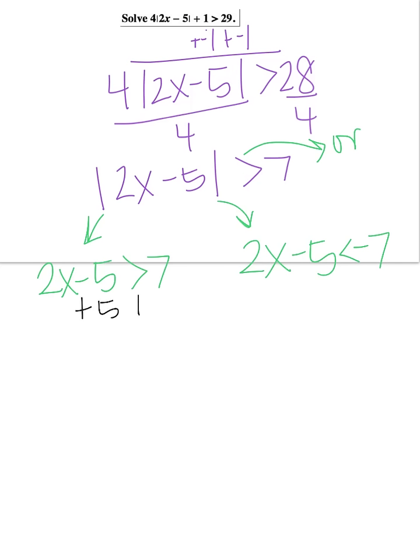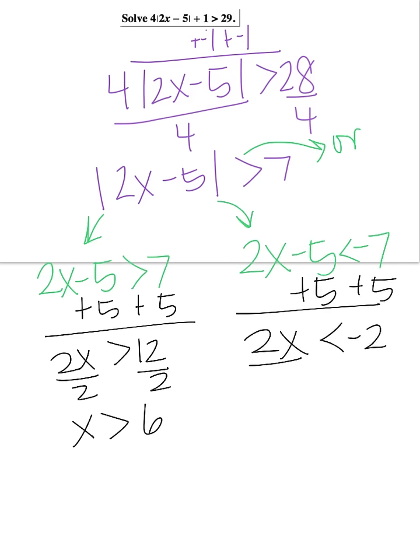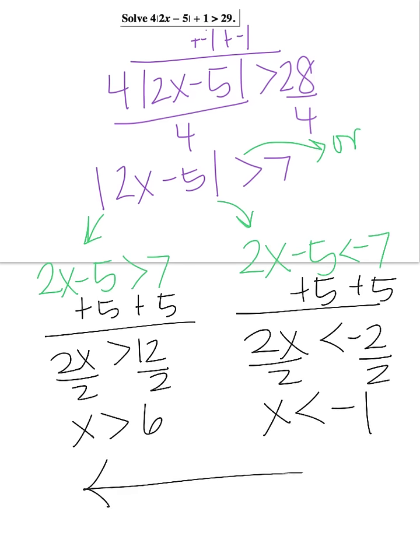So I'm going to add 5, and I get 2x is greater than 12. Divide by 2, x is greater than 6. Same steps on the other side. So I get 2x is less than negative 2. Divide by 2, and I get x is less than negative 1. So now I'm just going to put them on my number line. Negative 1 comes first. They are both going to have an open circle.